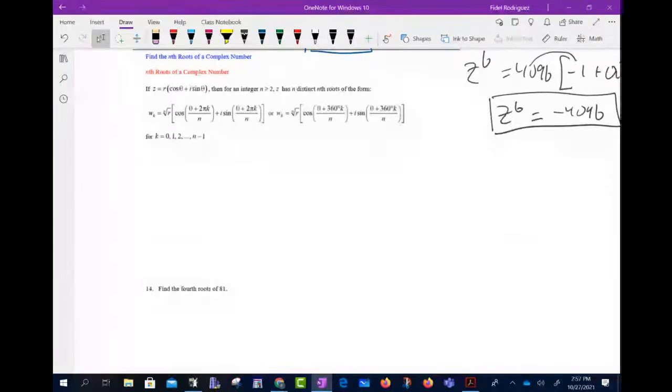We're looking at nth roots, right? So this could be square roots, cube roots, fourth roots, fifth roots, and so on. It says if z equals r(cos theta + i sin theta), then for any integer n greater than or equal to 2, so we have to be looking at at least square roots, z has what we call n distinct nth roots of the form. And there's a formula right here.